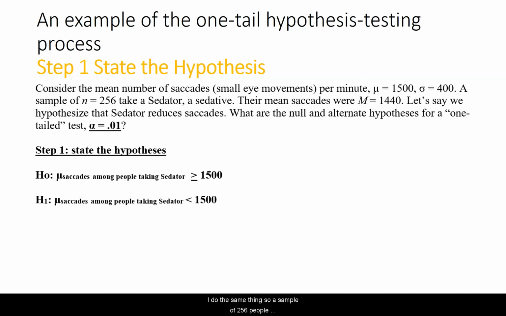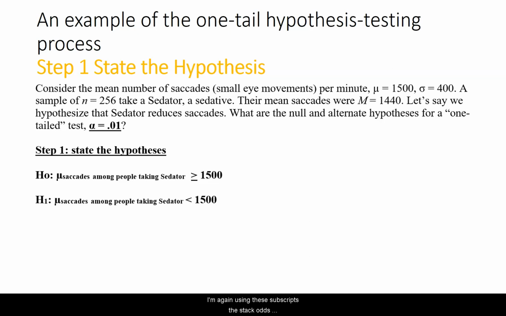So a sample of 256 people, a gigantic sample, takes Sedator, a sedative. Their mean saccades were 1440. Looks like it lowered them. Let's say we hypothesize that Sedator reduces saccades. What are the null and alternate hypotheses for a one-tailed test, alpha of .01? I'm going the opposite direction here.